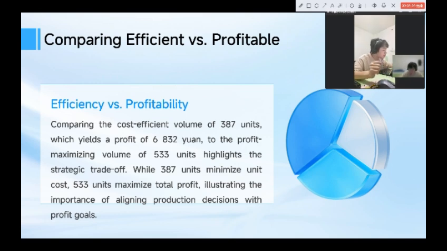In summary, by applying optimization techniques and comparing different production scenarios, we recommend producing 533 units to achieve maximum profit. This approach ensures that our strategy is both mathematically sound and aligned with business objectives.